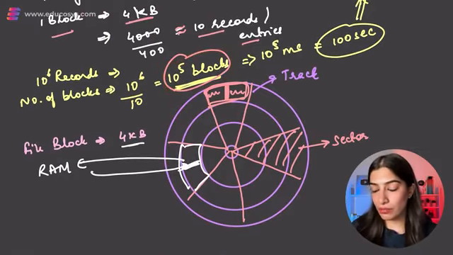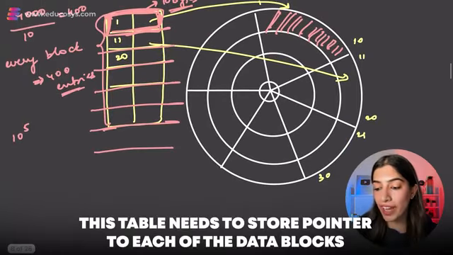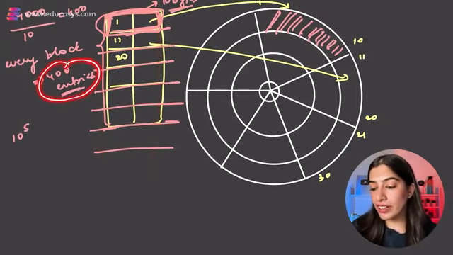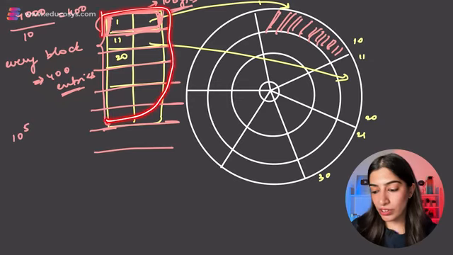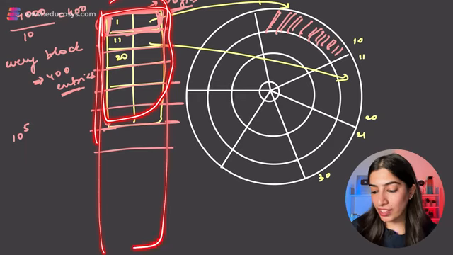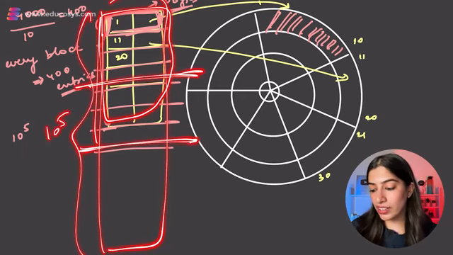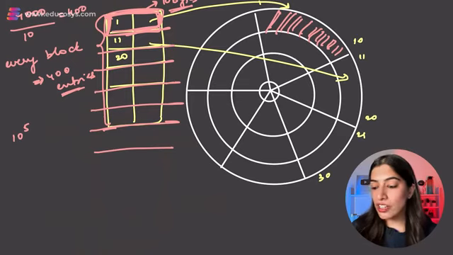It is 10 power 5 blocks. So that is why the number of entries in this table is 10 power 5. Now we know that 400 entries of this particular table can be stored in one block. So if this entire thing is, say, 10 power 5, we can divide it into parts, say 400, then 800, then 1200, and so on. Each of those can be stored in one block.